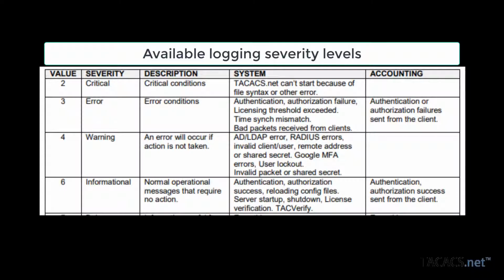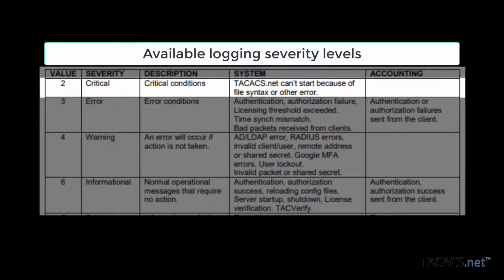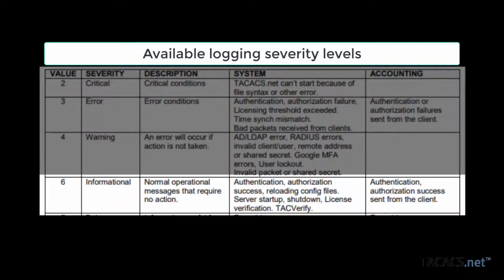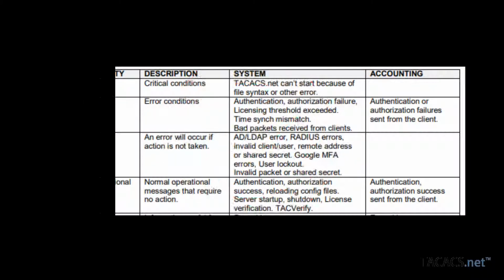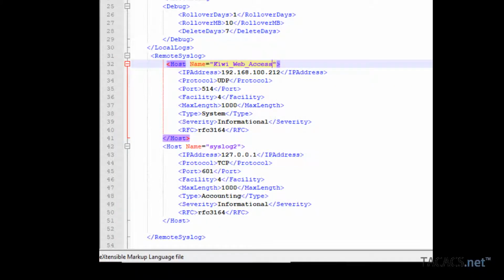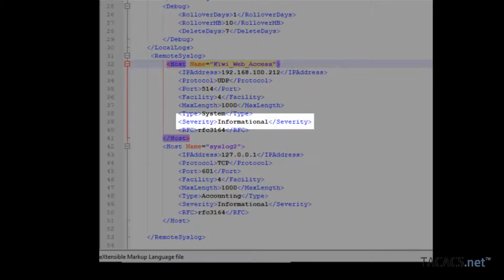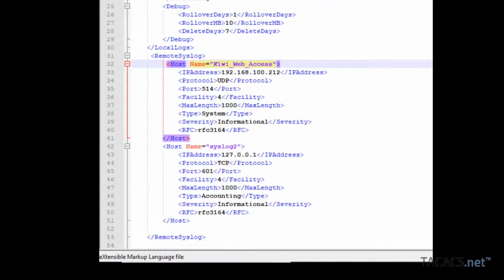The TACACS.net syslog severities available are critical, error, warning, and informational. Do not use the debug severity because it will send a lot of traffic and may cause your system to become unstable. I'm going to go ahead and keep the default setting at informational because that will send us the most relevant events for the demo. And note that you can also change the protocol, port, facility, and other settings. The different RFCs refer to structured or unstructured logging, and in most cases, the defaults should be used.